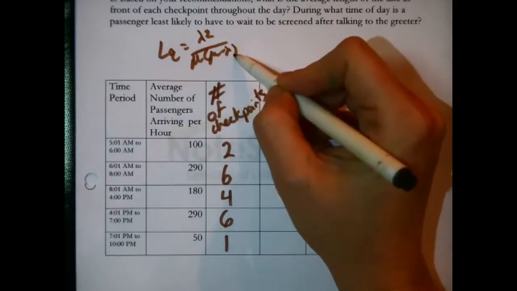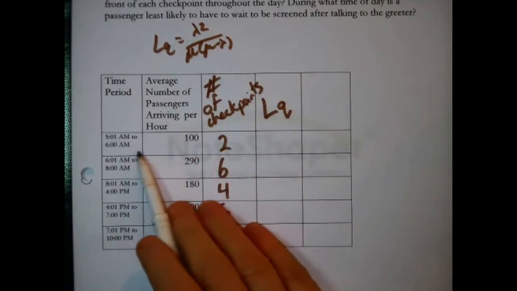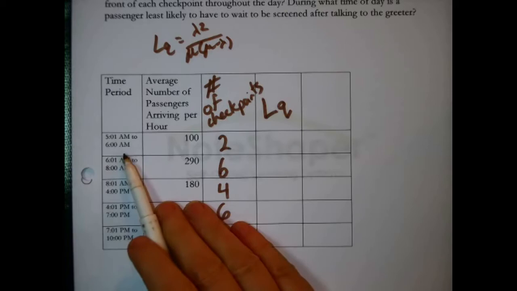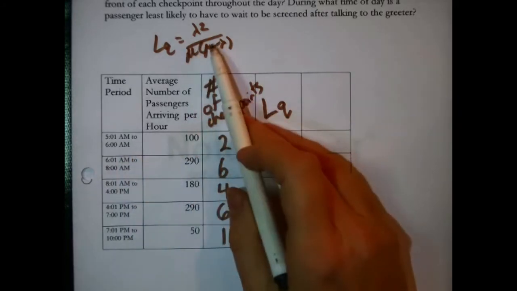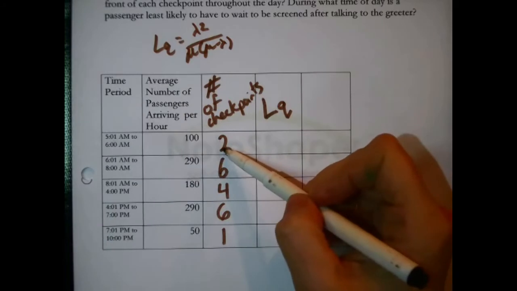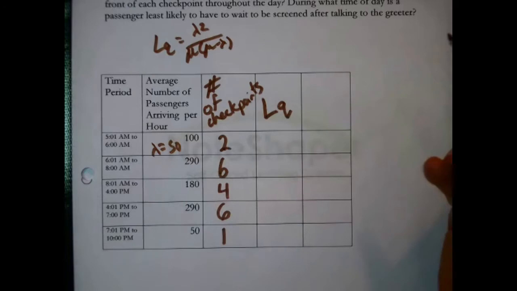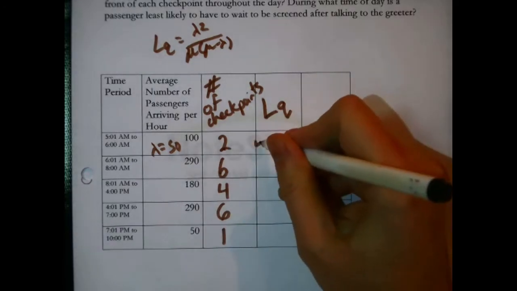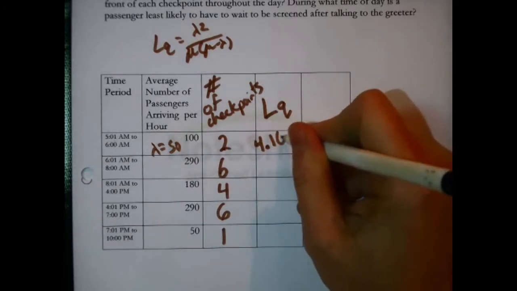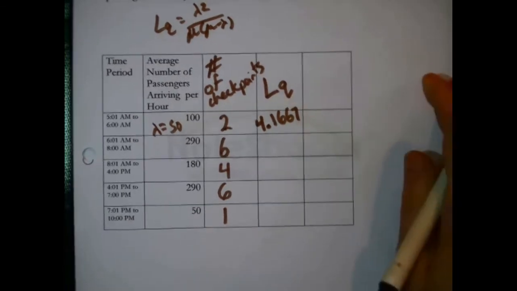So, for instance, in the case of 5 a.m. to 6 a.m., we would have to solve that expression with mu equals 60 and lambda equal 50, because we have 2 checkpoints open, so the resulting lambda would be 50. And we did that in the scratch work before. Remember, that was the 4.1667.